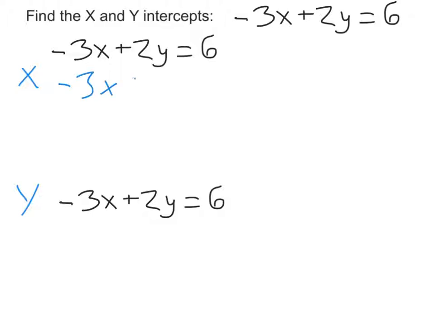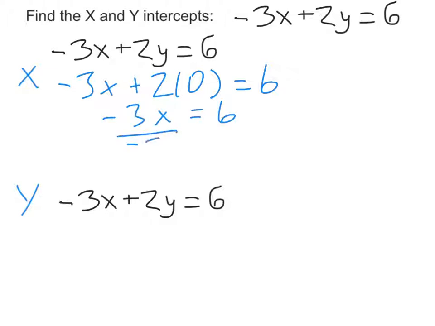So if we plug in a 0 right here for y, 2 times 0 is just 0, so we just get negative 3x equals 6. And then we'll divide both sides by negative 3 to get x equals negative 2. That is our x-intercept. That's the place where the graph crosses the x-axis.